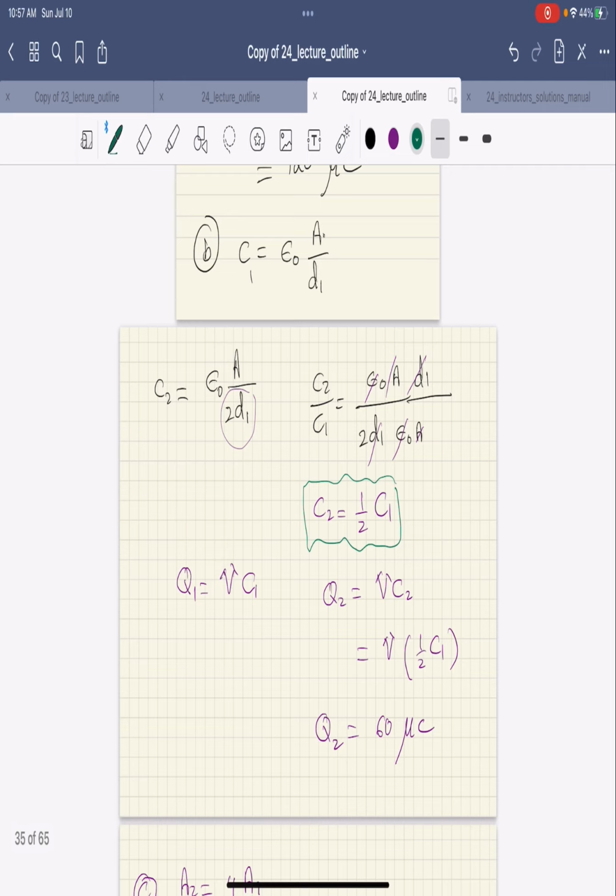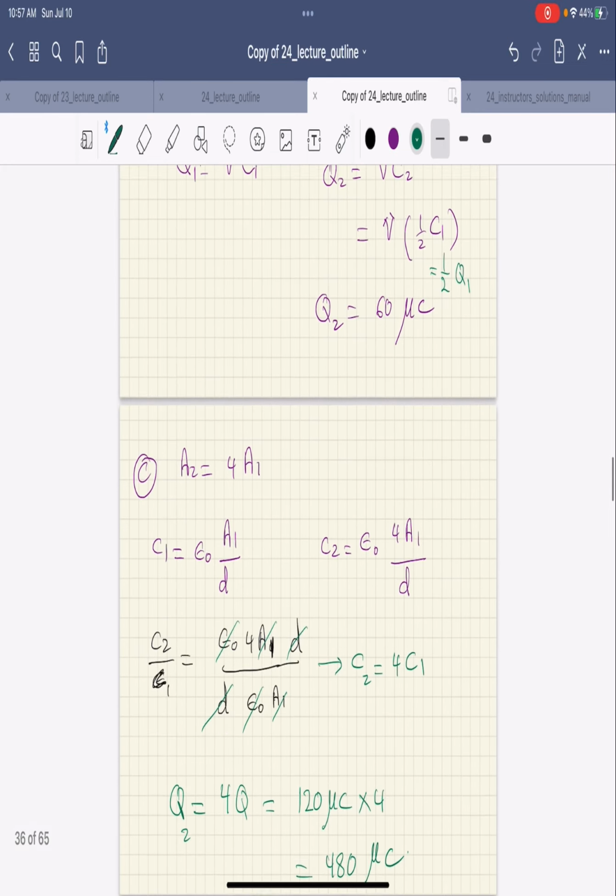Q1 equals V times C1 and Q2 equals V times C2. Then the charge should be 1/2, like we can conclude here that it is going to be 1/2 of Q1, which is 60 microcoulombs.